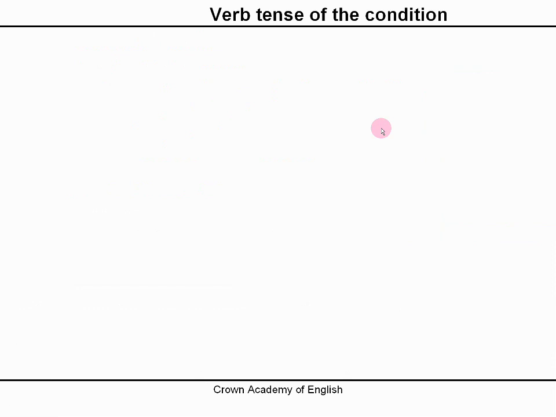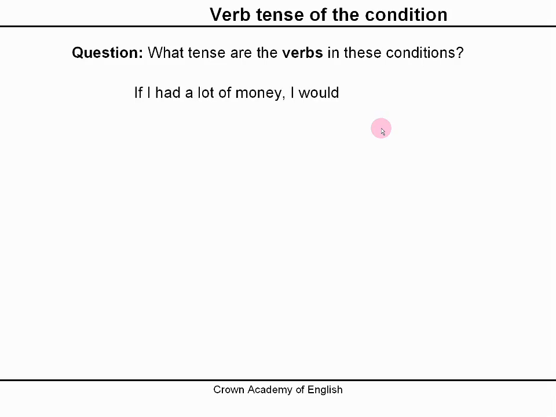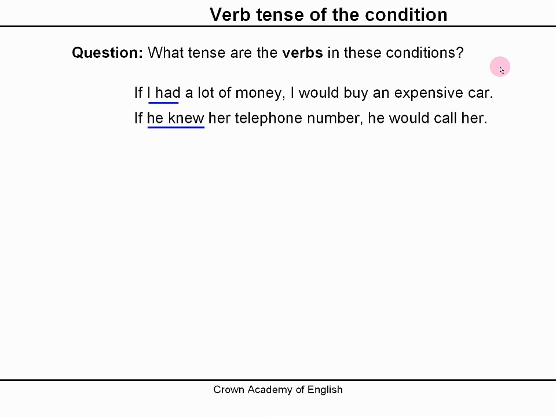The verb tense of the condition. So I have a question for you. What tense are the verbs in these conditions? If I had a lot of money, I would buy an expensive car. So what is this tense? And if he knew her telephone number, he would call her. So what is this tense? Well, the answer is, it's the past simple. I had. He knew.